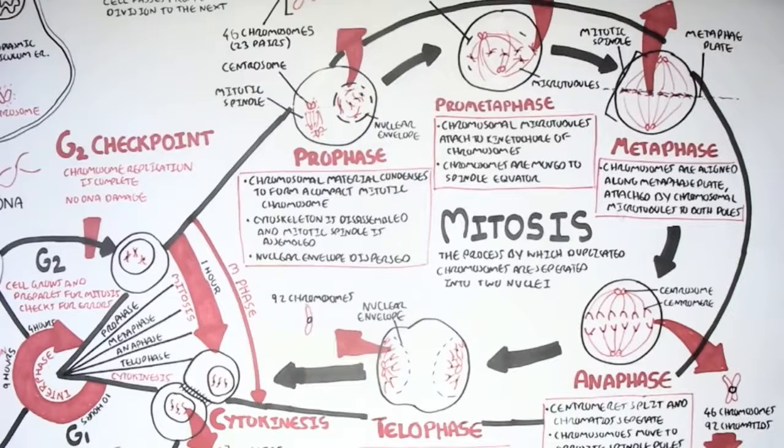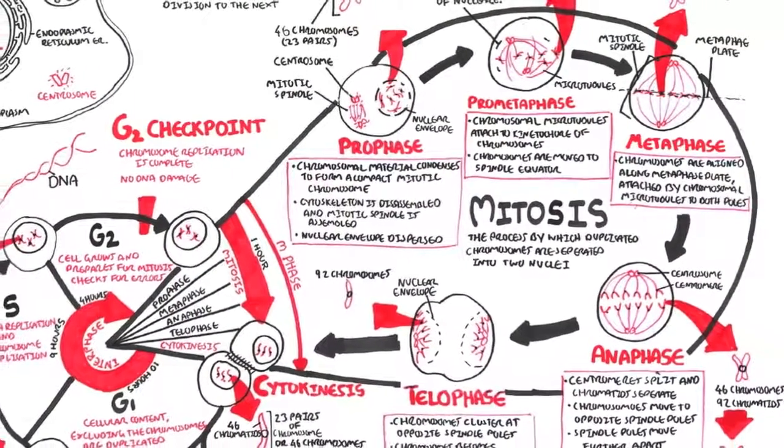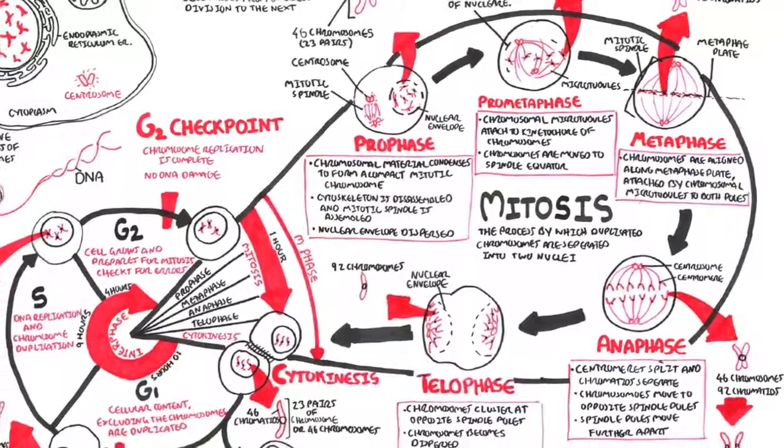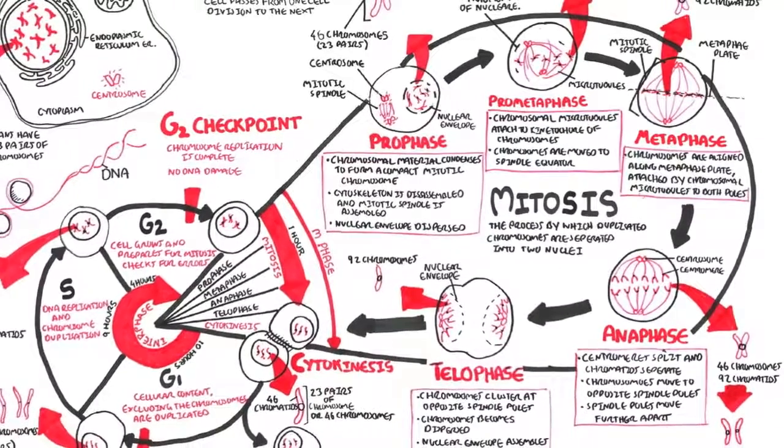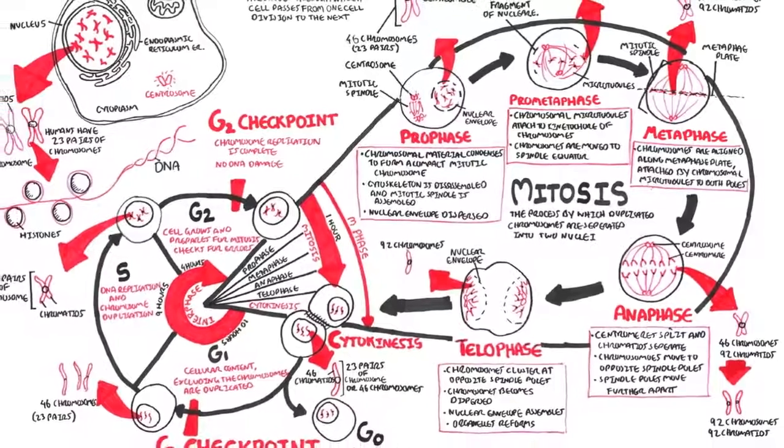Hope you enjoyed this video on the cell cycle. We looked at the interphase and we looked at mitosis in quite some detail. It's important to know the number of chromosomes and chromatids in each of these steps to understand what is actually happening.